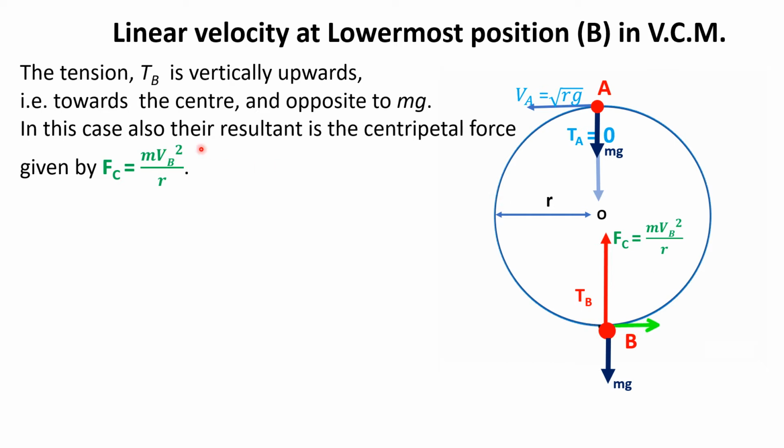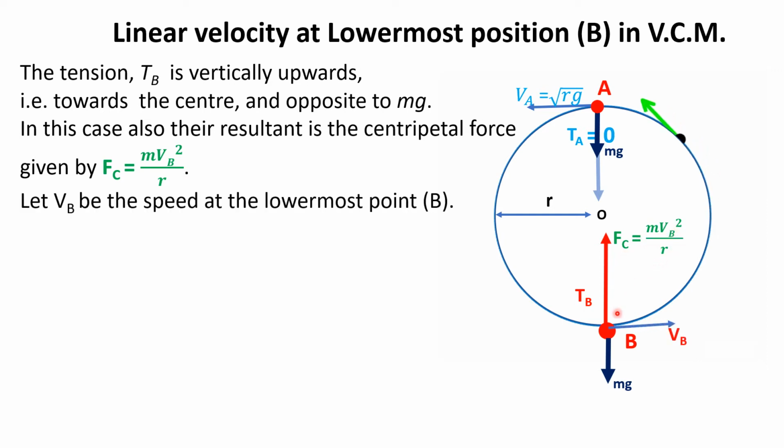So in this case also, the resultant of tension TB and the vector Mg is the centripetal force, and it is given by Fc is equal to mVb square upon r. Let Vb be the speed at the lowermost position B. So from this vector diagram, we can write the equation as Tb minus Mg is equal to mVb square upon r.